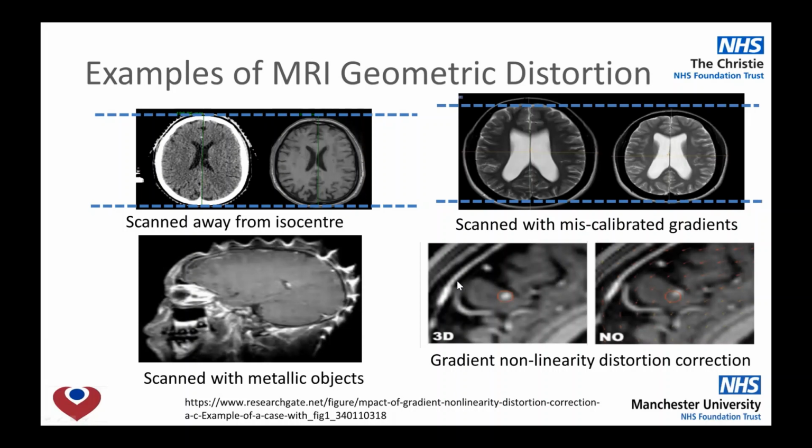And in the bottom right, we have an example of a gradient nonlinearity distortion correction. The right-hand panel is the sequence with no 3D distortion correction applied, and the left-hand panel shows the image reconstructed with 3D distortion correction applied. And you can see the location of this lesion here in this MPRAGE sequence has been altered by that distortion correction algorithm.